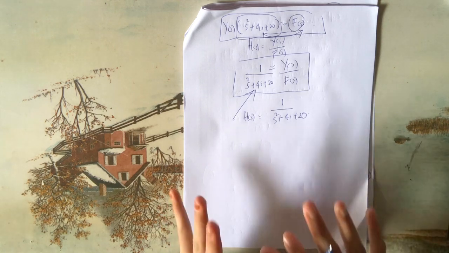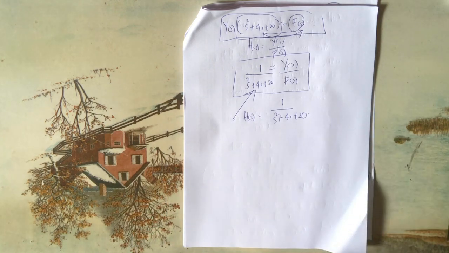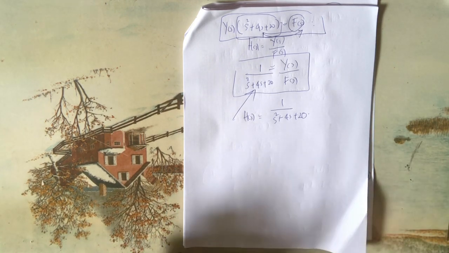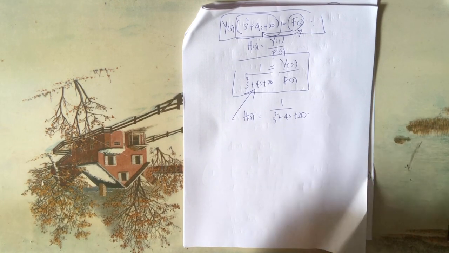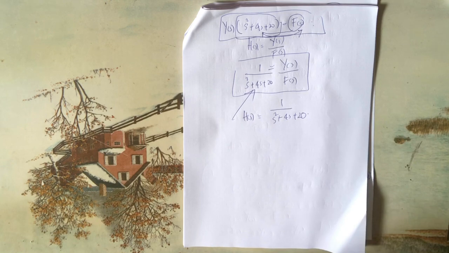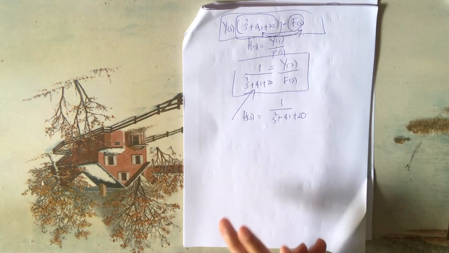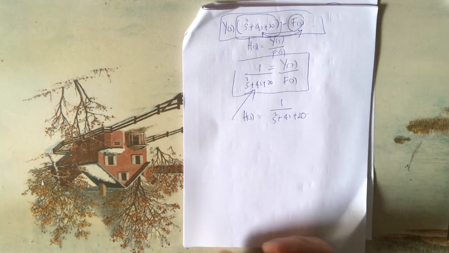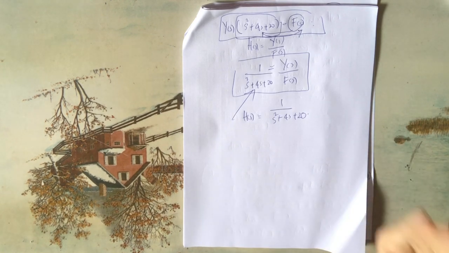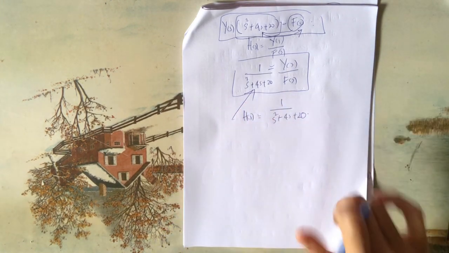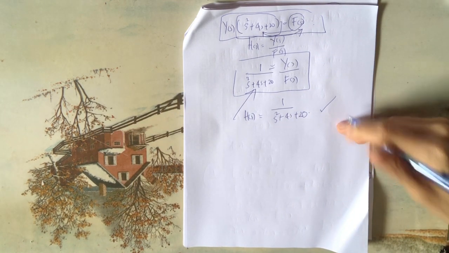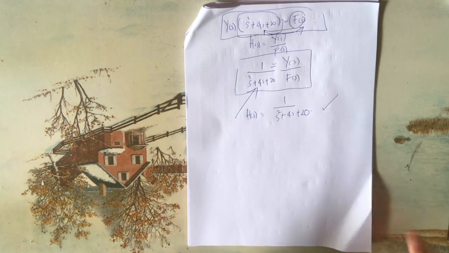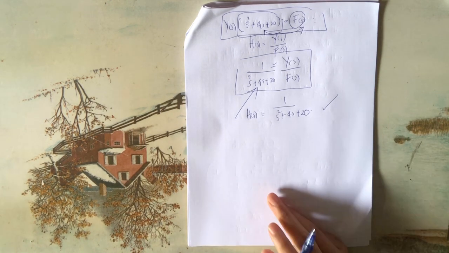So this is how to find Hs. For Hs, there is no calculation that you need to do. You just substitute, ignore or replace with 0, and then rearrange the equation to make it Ys over Fs, and you already get your Hs. So this is your transfer function.